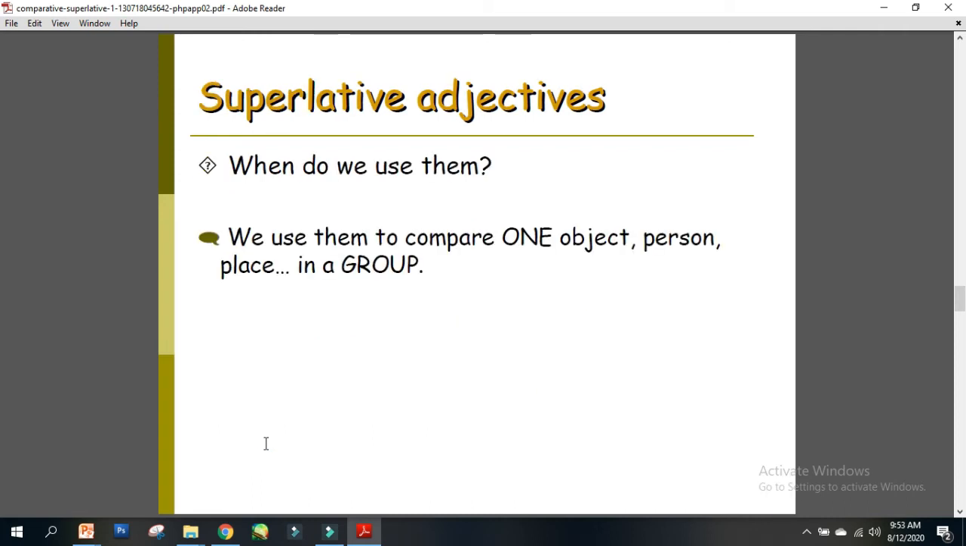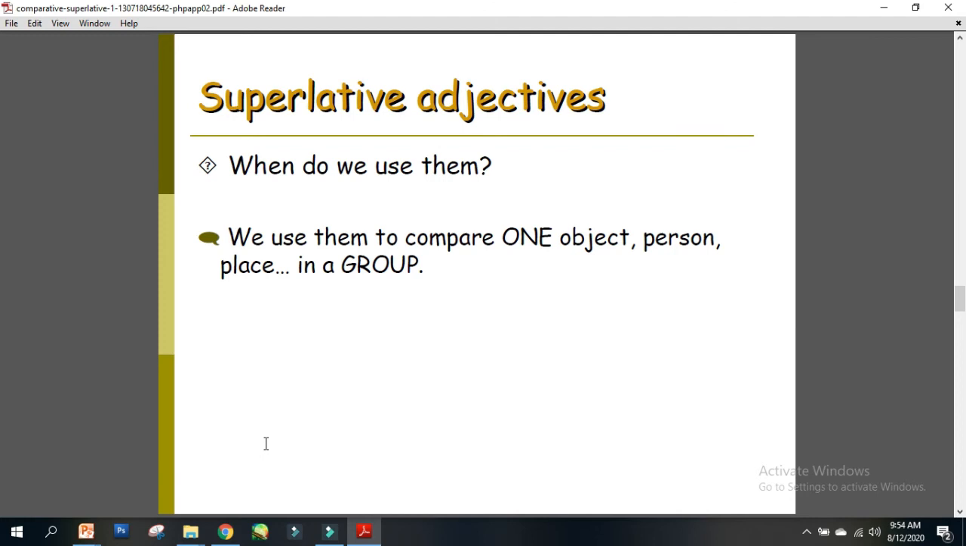Next, superlative adjective, or I usually call it superlative degree. When do we use them? We use the superlative degree to compare one object, one person, one place in one group. Okay? For example, you want to compare yourself with the rest of the people in the class. So you use superlative.